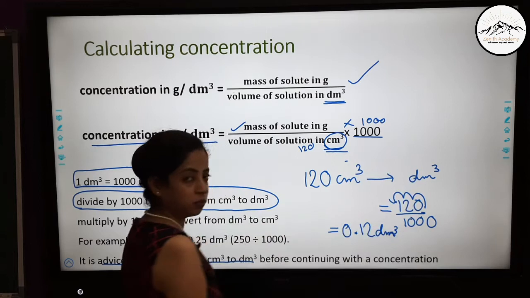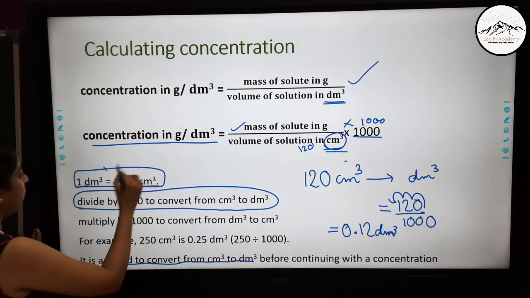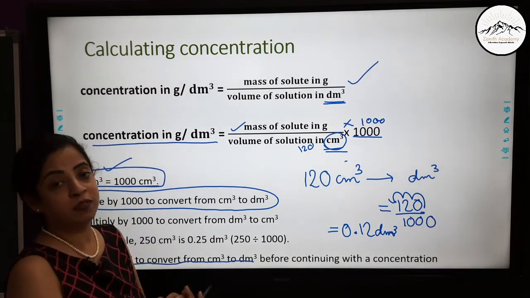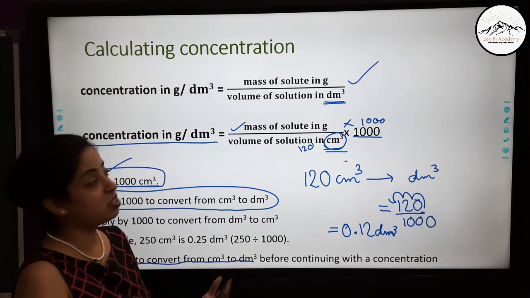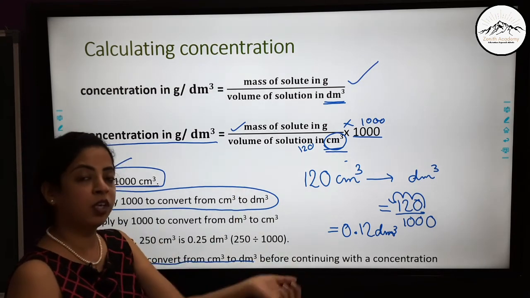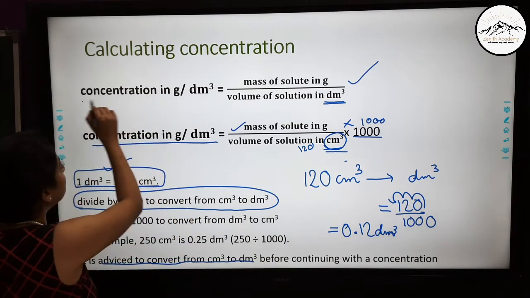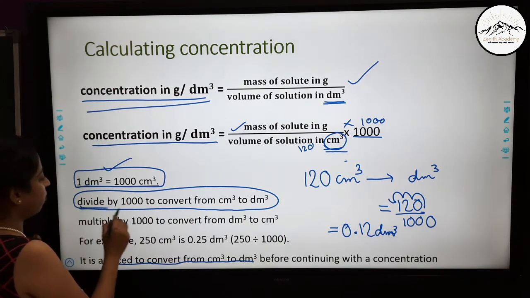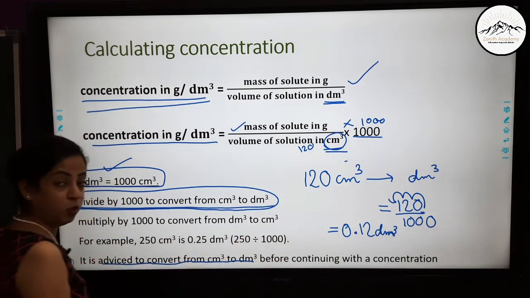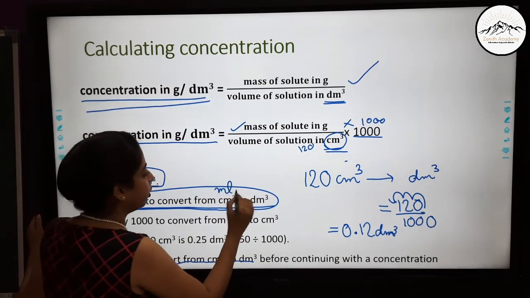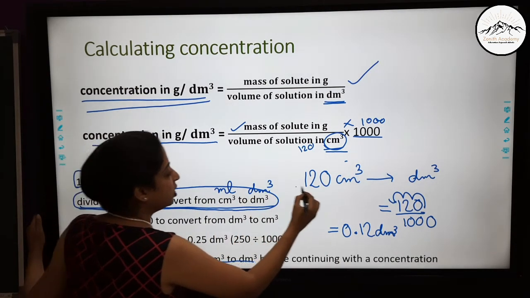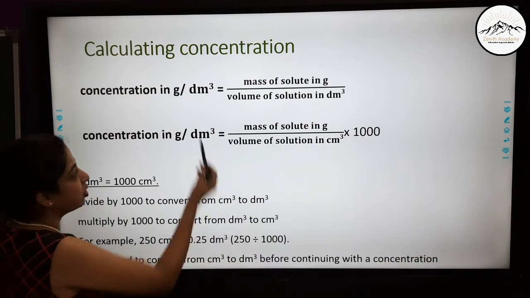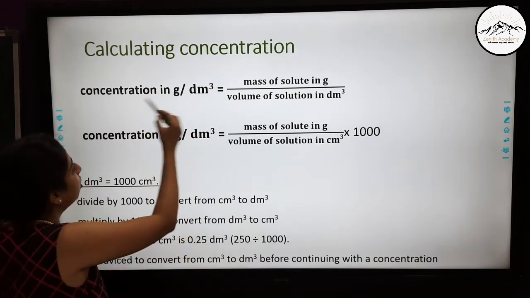Then directly put it in this formula, or you can write 120 and multiply it with 1000 like this. Remember, 1 decimeter cube is 1000 centimeter cube, because most of the time in laboratories the volumes of solutions are found in ml, and ml is nothing but centimeter cube. So you need to convert it first into decimeter cube for finding the concentration in grams per decimeter cube. Remember to divide by 1000 to convert from centimeter cube or milliliter to decimeter cube. So 120 milliliter is the same as 120 centimeter cube. I hope you have understood both the formulas. Basically you have to learn only this formula.